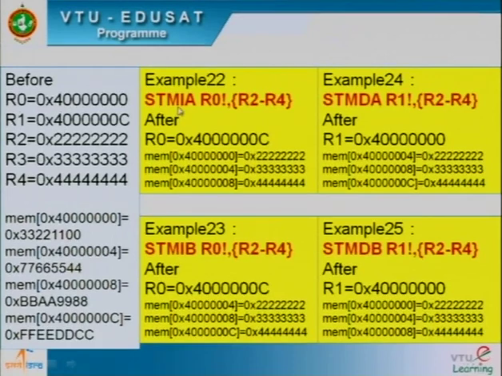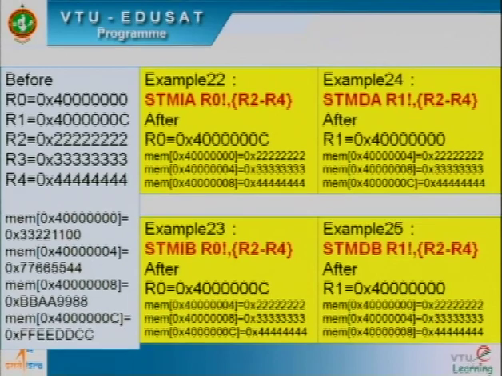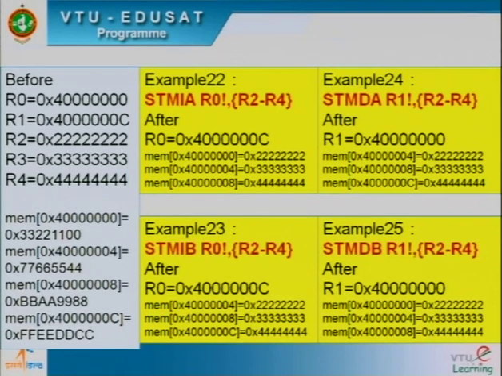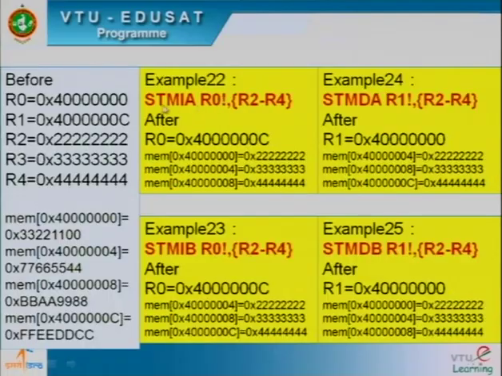STMIA, that is store multiple registers onto memory, then increment after. It means every time we store one register value to the memory, we then increment the base address value. That is the meaning of increment after. The instruction is like this: STMIA R0!, {R2-R4}.